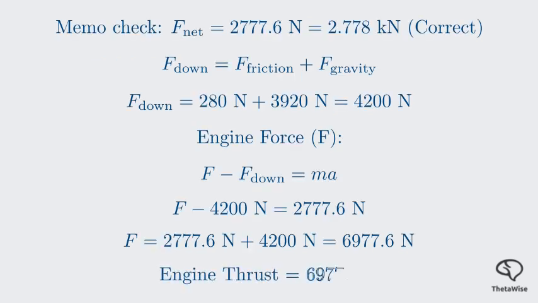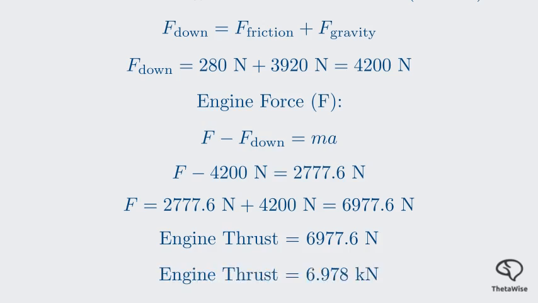The engine thrust required to overcome the resistive forces and accelerate the car is 6977.6 newtons, or 6.978 kilonewtons, rounded to 3 decimal places. Remember, this is the total force from the engine. The key concept here is that the engine's thrust must be greater than the sum of all resistive forces to produce a net acceleration. We've shown how to find both the net force and the thrust needed from the engine.